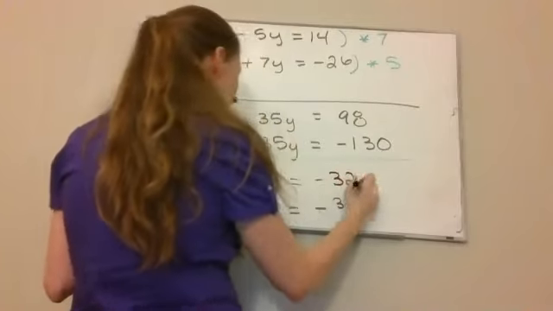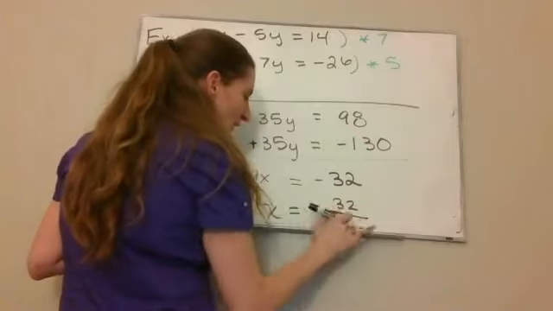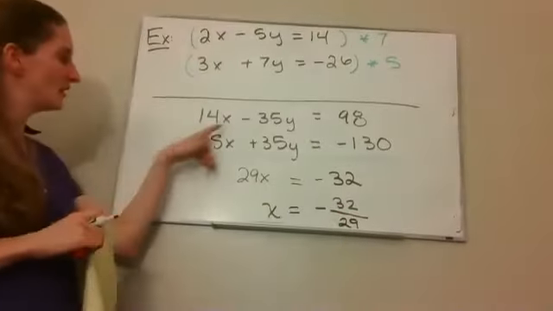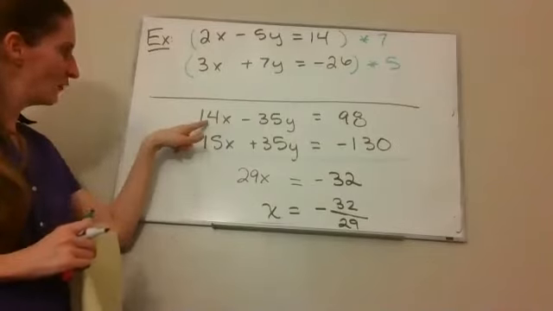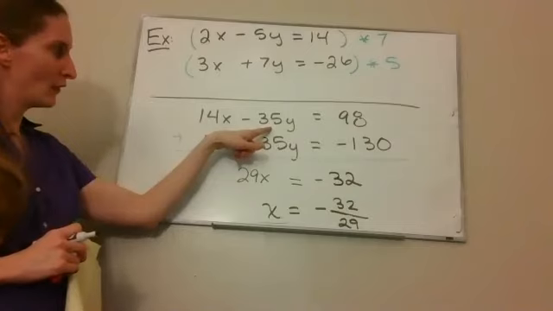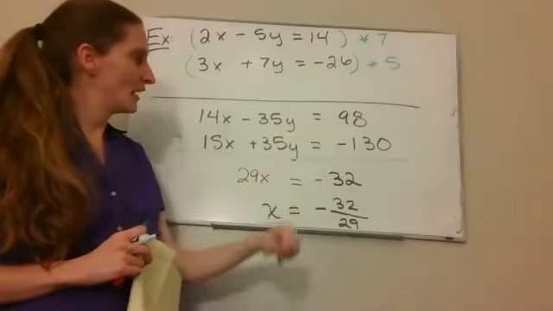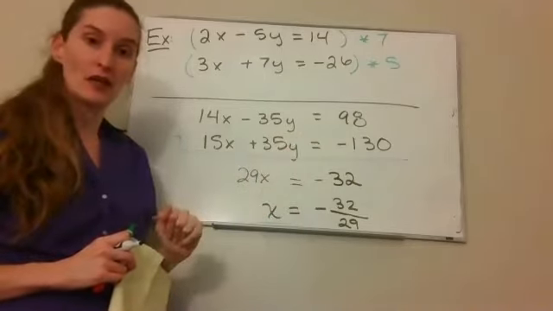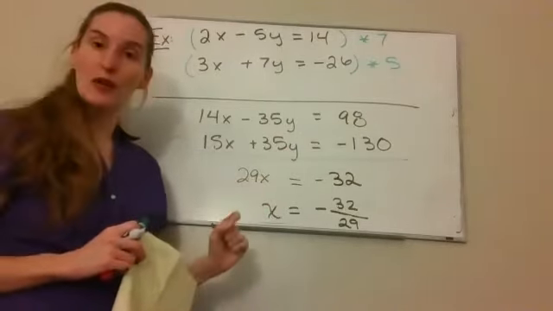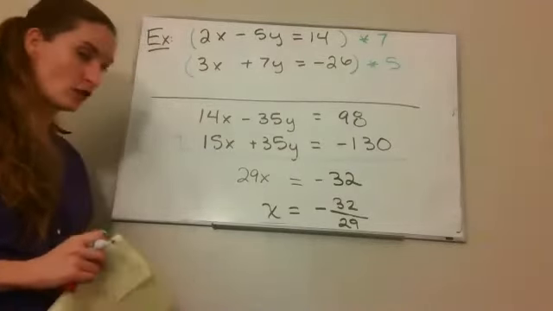I apologize. I was looking at a different number on my sheet. So let's talk that over since I messed that up a little bit. When I added the two equations together, 14x plus 15x is 29x. My 35y's go away, and 98 plus a negative 130 is negative 32. I solve for x by dividing both sides by 29 and get x equals negative 32 over 29.